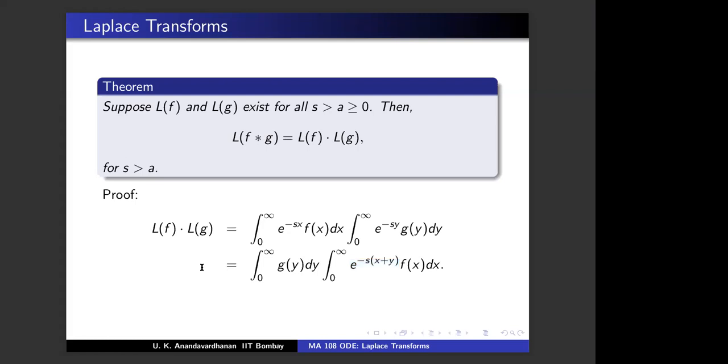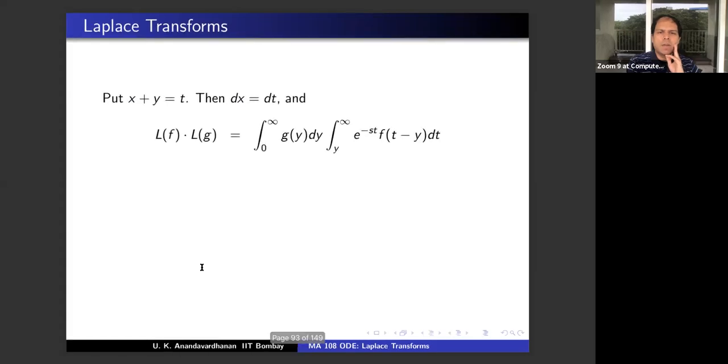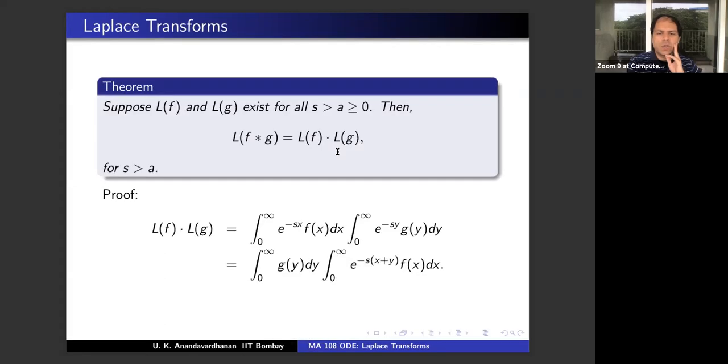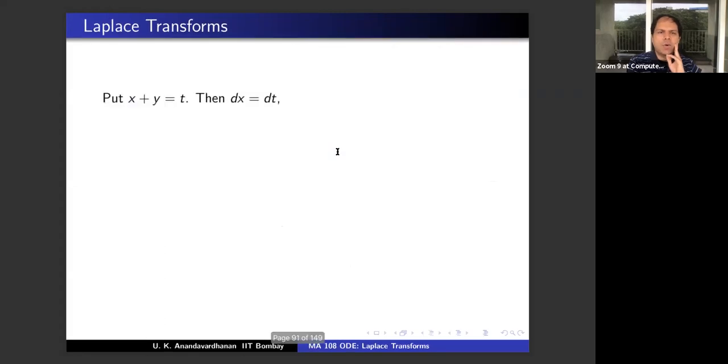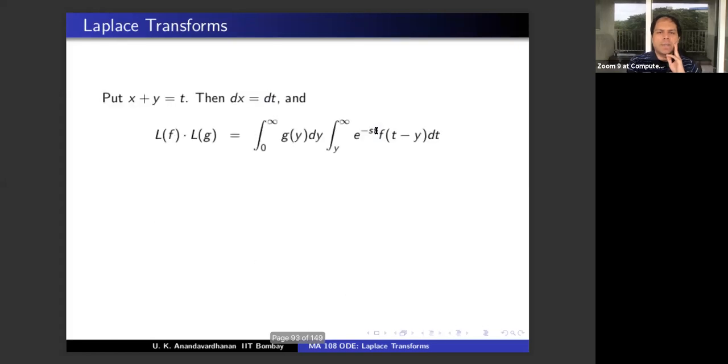Substituting x plus y equal to t. Yes, substitute x plus y equal to t. So you will get dx equal to dt, and LF times LG will be integral g(y) dy. Something changed here. Earlier you had x going from 0 to infinity, and that became t going from y to infinity, because t is x plus y. So t goes from y to infinity, e power minus st, and f(x) is f(t minus y) dt. Okay, so this is just substitution.